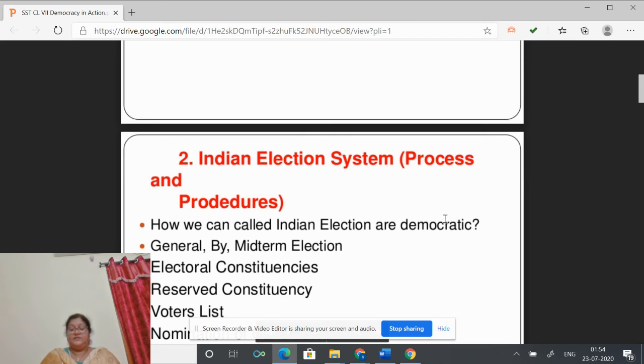Then the election duties are given to the Election Commission of India. It is entrusted with the task of conducting elections in the country. This Election Commission is an independent body headed by the Chief Election Commissioner, the CEC, who is appointed by the President of India. Under the Election Commission, there are various state election commissioners, each responsible for elections in their respective states.